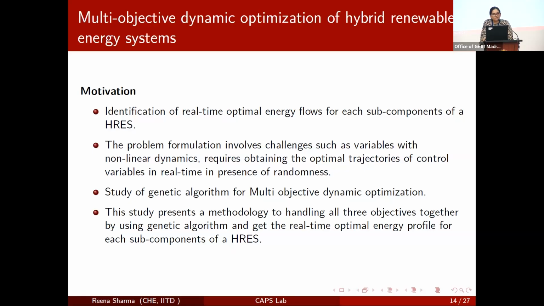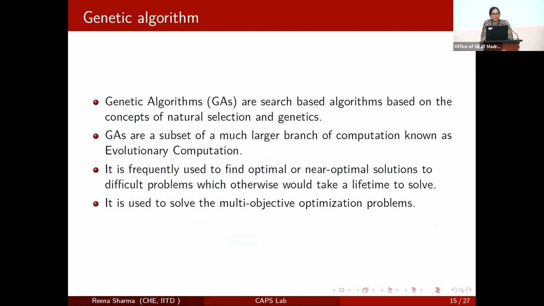Now, first we start with the genetic algorithm, because we use a genetic algorithm as the optimization algorithm. As we all know, genetic algorithms are search-based algorithms based on the concept of natural selection, or Darwin's theory of the survival of the fittest. Genetic algorithms are a subset of a much larger branch of evolutionary computation, and are used to solve multi-objective optimization problems. So here we have three objectives.